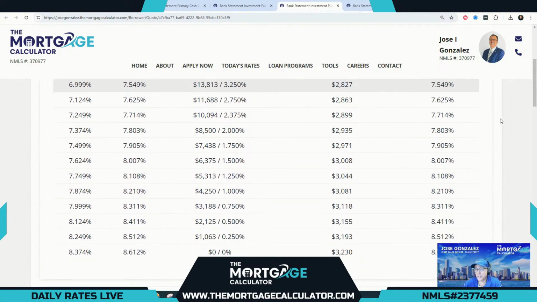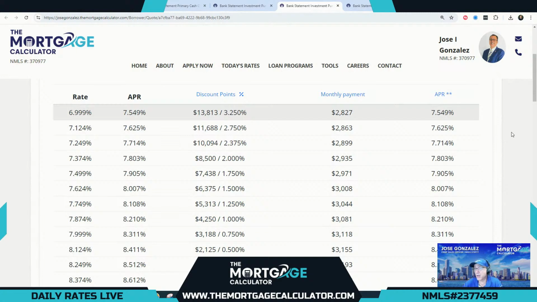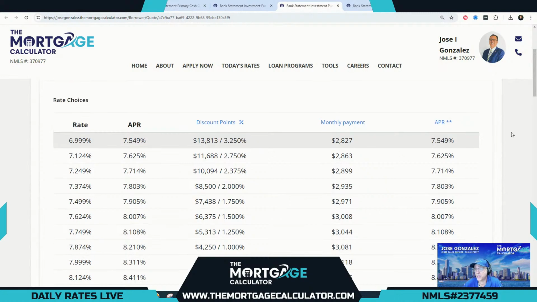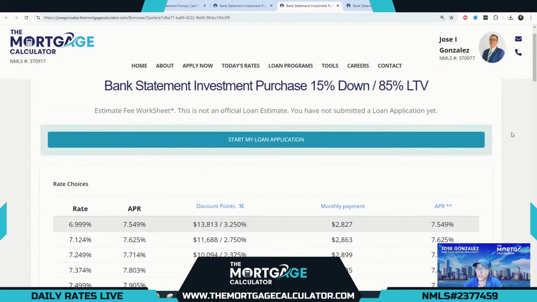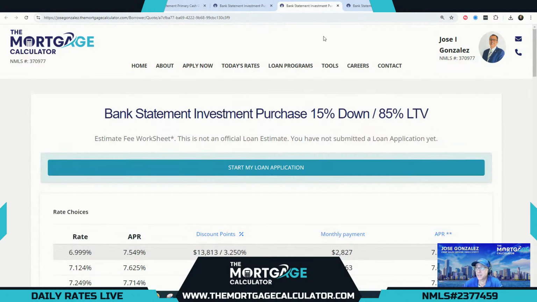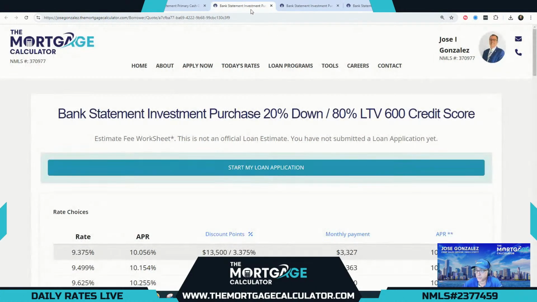And great rates here as well. 8.374 at par, lowest cost option. And you can buy that down all the way to 6.999 at a cost of 3.25 points for our 85% LTV bank statement investment purchase.